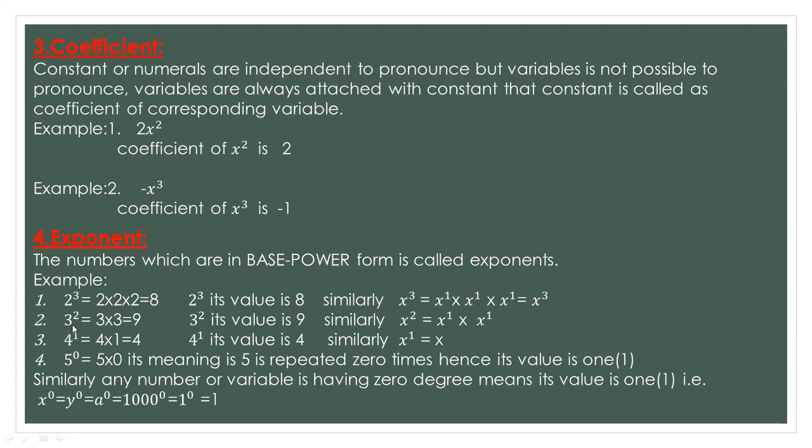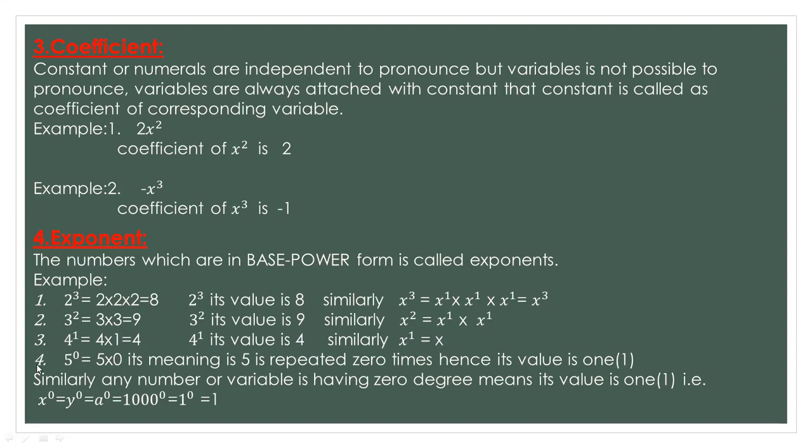So next one is 3 square. This one we can rewrite as 3 into 3. 3 into 3 is 9. So 3 square, its value is 9. Similarly, x square means x into x, right? So next it is 4 to the power of 1. It means 4 is repeated one time. 4 into 1 is 4. 4 to the power of 1, its value is 4 only. Similarly, variable x to the power of 1 is equal to x only, right?